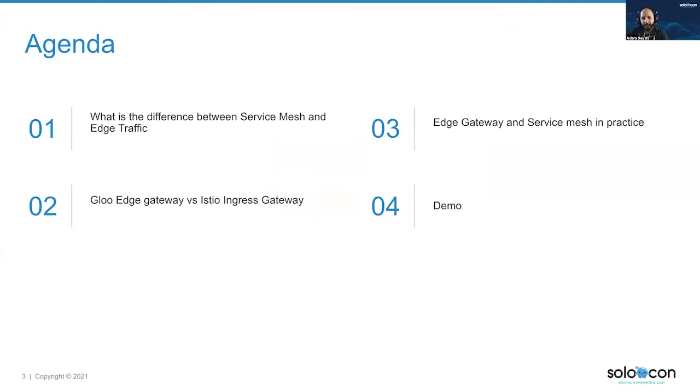So the agenda today, we're going to start by talking about what's the difference between an Edge gateway and a service mesh. And then we are going to focus on the differences and why we need to use them together. Then we're going to take an example of a service mesh, in this case Istio. We're going to talk about the ingress gateway that Istio already has and how it compares to Gloo Edge. Then we're going to talk about how to put an Edge gateway and a service mesh all together in practice. Then we're going to end with a demo.